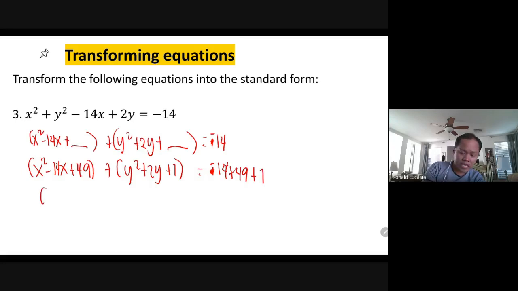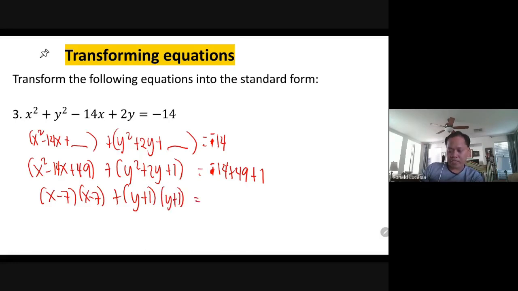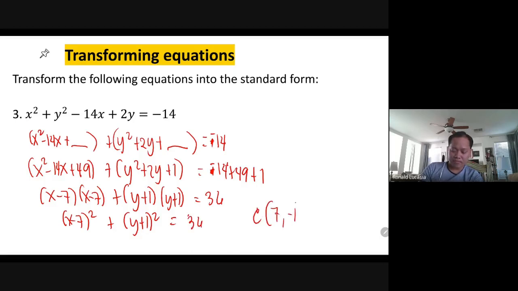Okay? So this is now a perfect square trinomial. x minus 7 times x minus 7. For the y part, it's y plus 1 times y plus 1. Negative 14 plus 49 plus 1, 50 minus 14 is 36. So the factor to this is x minus 7 quantity squared plus y plus 1 quantity squared is equal to 36. Then basically, our center there is 7, negative 1, and the radius is equal to 6.